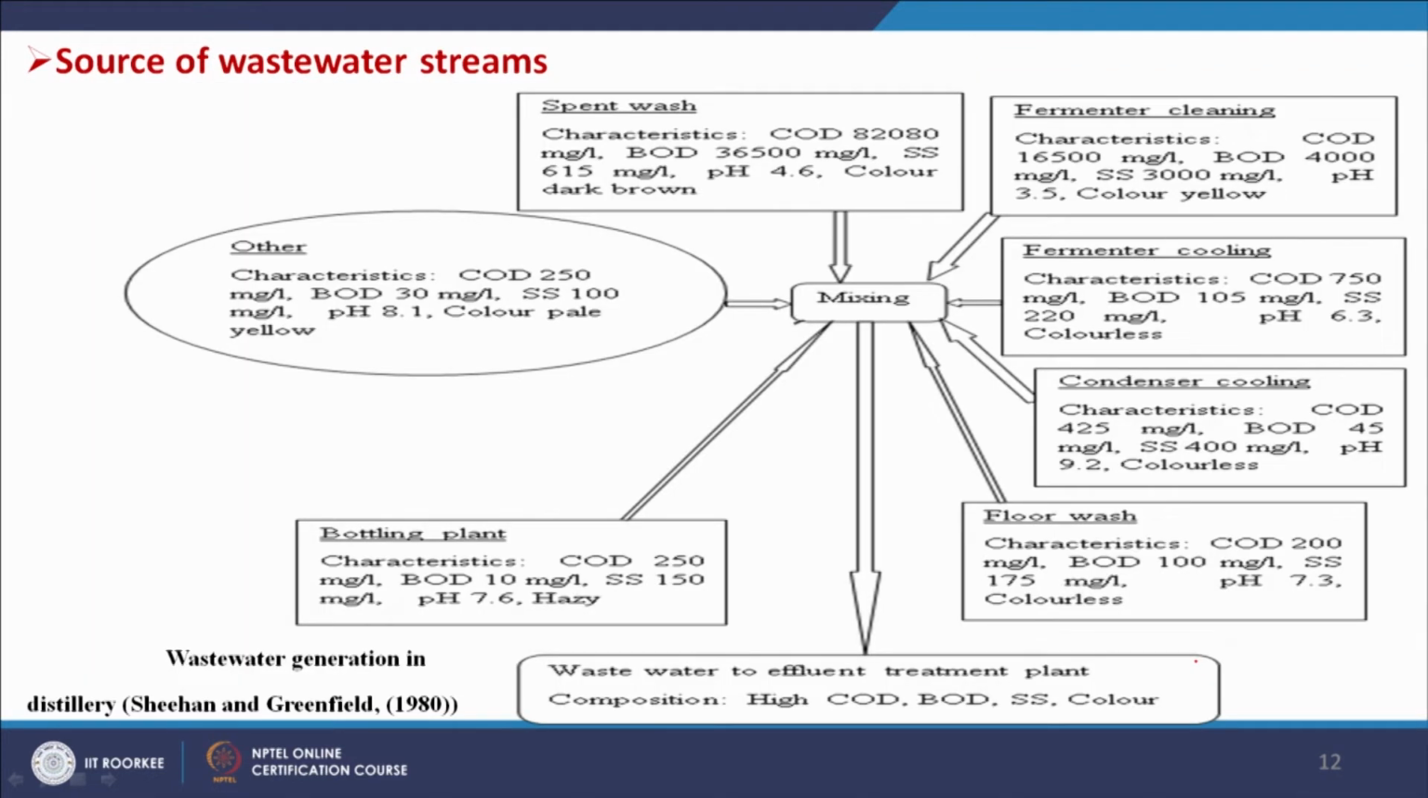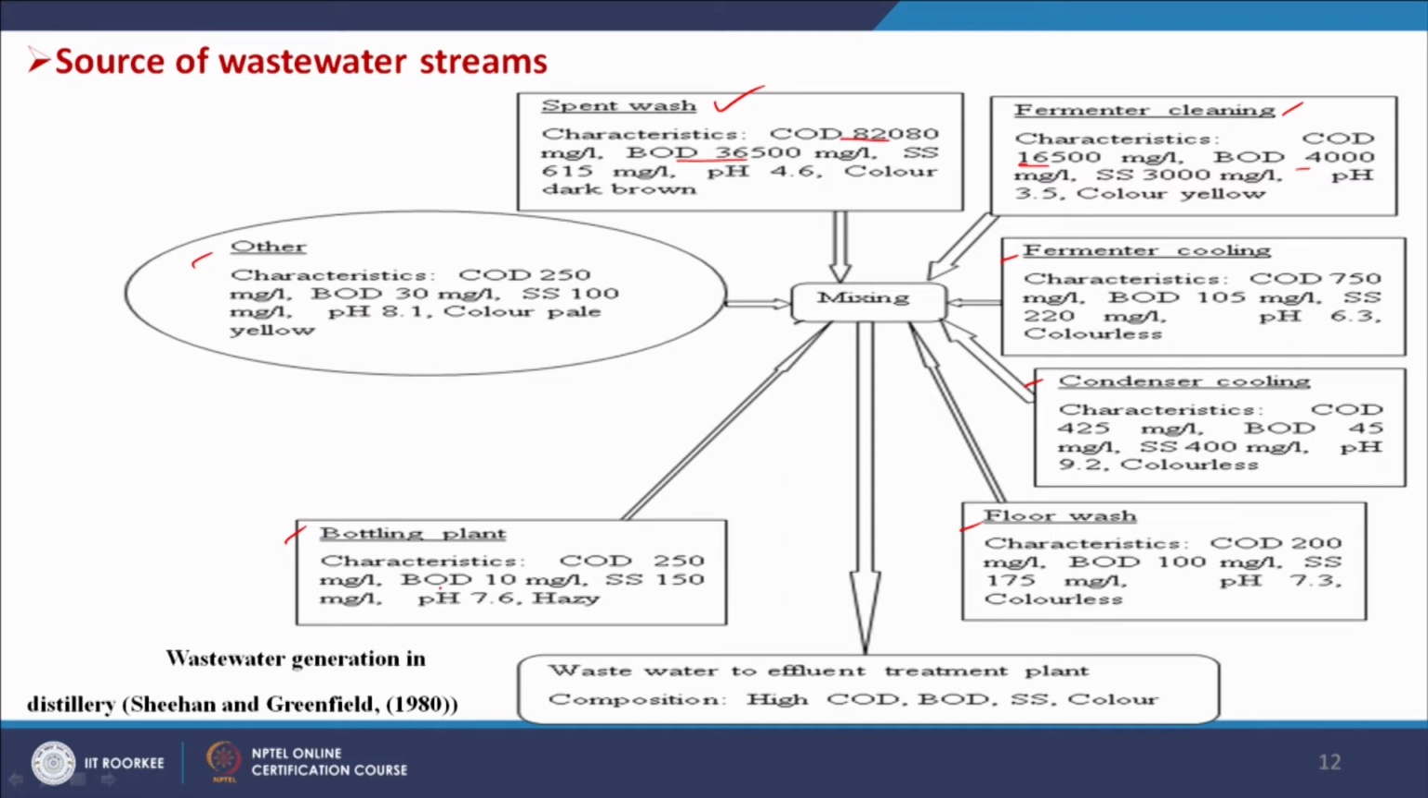Now, we will see the sources of wastewater streams which are generated in a distillery unit. So, the main one is your spent wash, where we see very high COD and BOD concentration. Then fermenter cleaning, which also has relatively high BOD and COD. Fermenter cooling, then condenser cooling, and then floor washing and others have characteristics of COD 250, BOD 30, SS 100. So, these are very low organic containing waters.